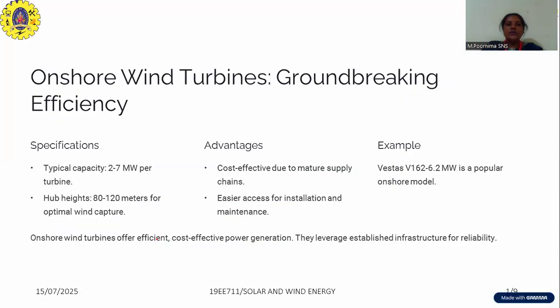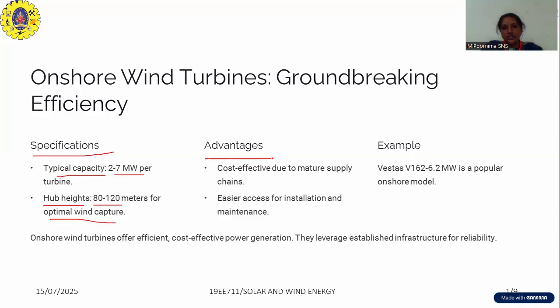Now coming to onshore wind turbines and groundbreaking efficiency. What about onshore wind turbines? Here come the specifications. Typical capacity is about 2 to 7 megawatts per turbine, so each turbine generates 2 to 7 megawatts. Hub height is normally 80 to 120 meters for optimal wind capture. A minimum of 80 to 120 meters is needed.